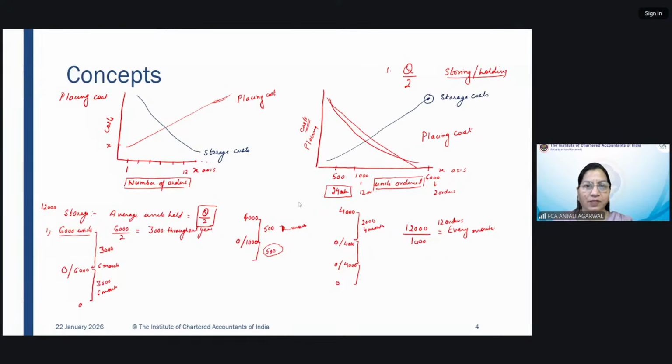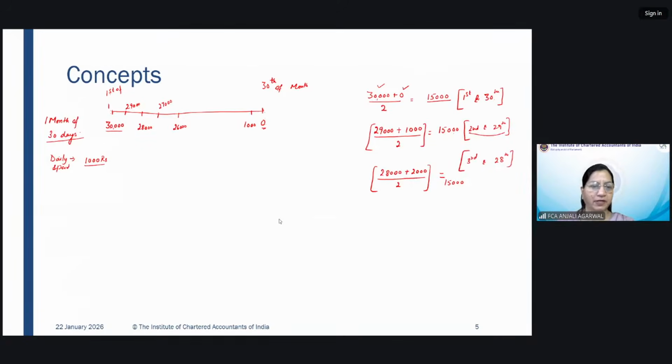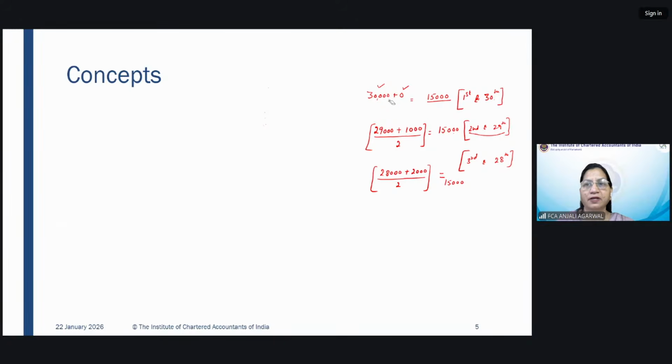So I hope you've now understood 2 very important aspects. I'm going to erase this example. We are trying to figure out how many units should be ordered at a time, and for that, we have understood the costs related to ordering the units.